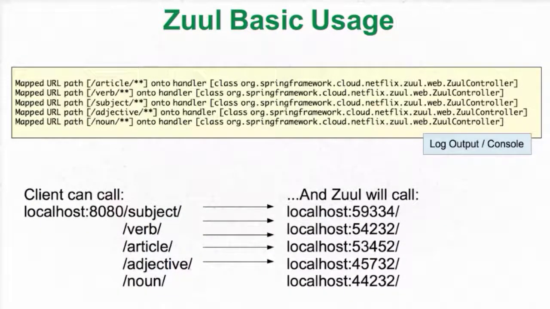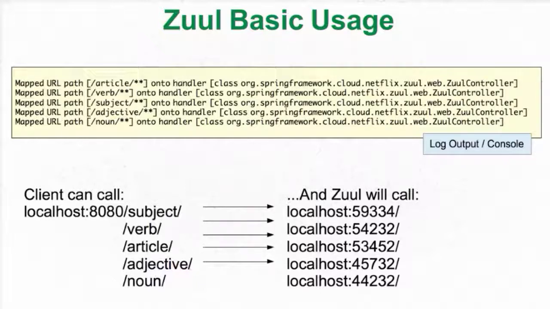After it registers with Eureka and learns all of the client names, it defines some good old-fashioned Spring MVC handler mappings. What it is saying is that the URL pattern for /article and /verb and the others are mapped to a special controller called the Zuul controller. This controller is provided by the framework, and the logic within it simply turns around and calls the actual Eureka-identified service, although it's load balanced and within a circuit breaker.